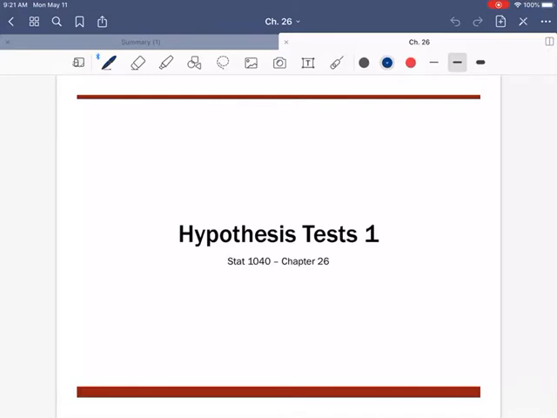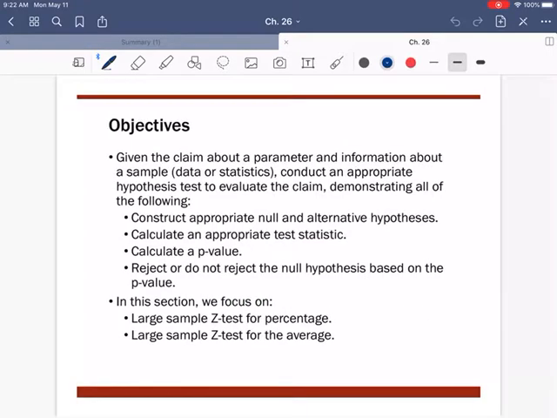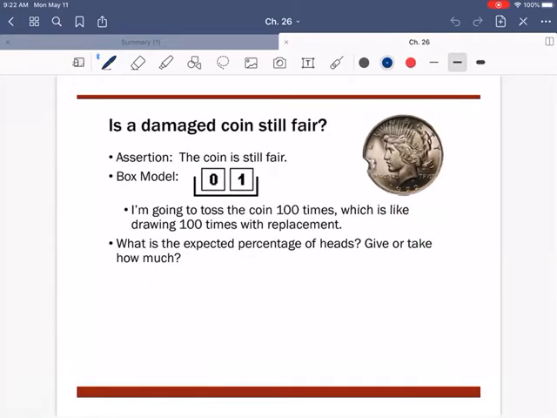Okay, we are ready to start our last unit. These three chapters, 26, 27, and 28, are on what's called hypothesis testing. And we're going to talk about a few different types of hypothesis tests. Just as we go through this, you'll see what a hypothesis test is.